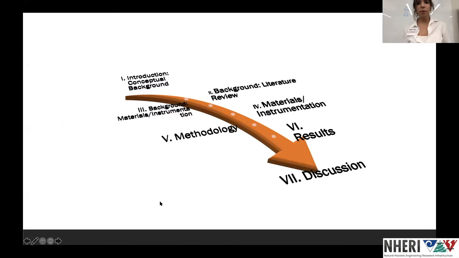Okay, so a little bit of a roadmap. I'm going to first be talking about the concepts and background of the objective of this project. I'm then going to get into the materials and instrumentation used for the experiment that was conducted before I started working on this research project. And then I'm going to get into the materials and instrumentation that I used, and then the methodology, the results, and the discussion, so the implications of the results that I obtained.